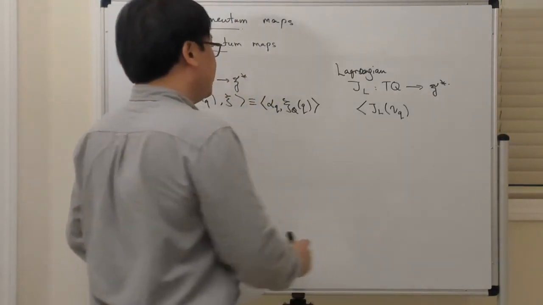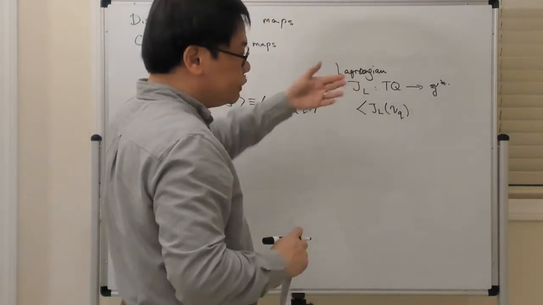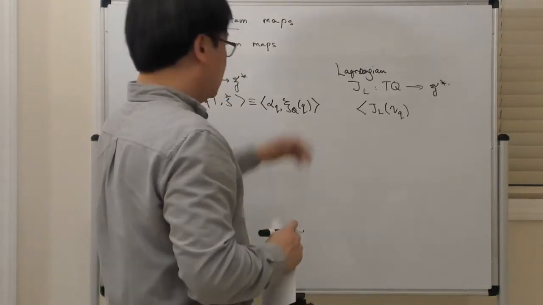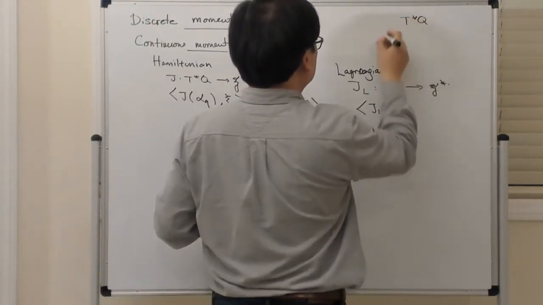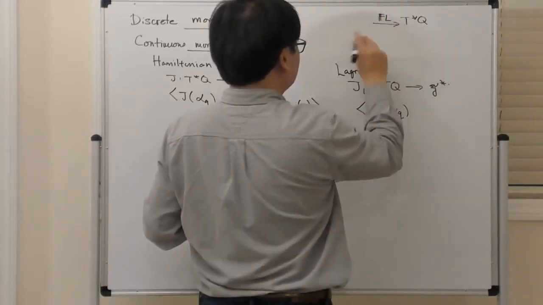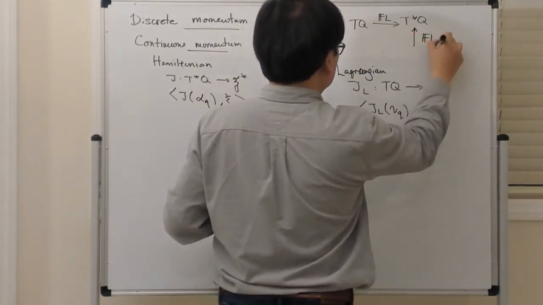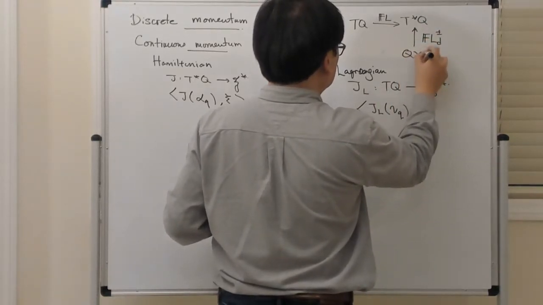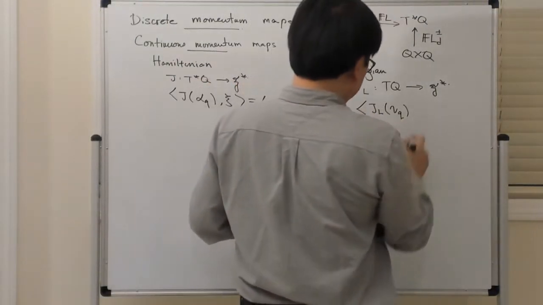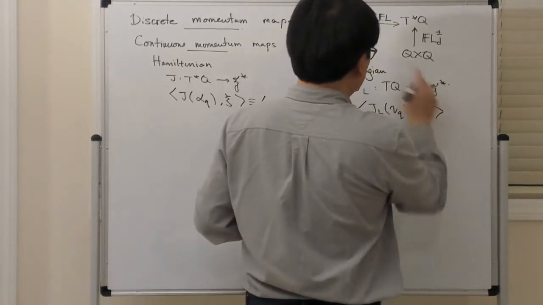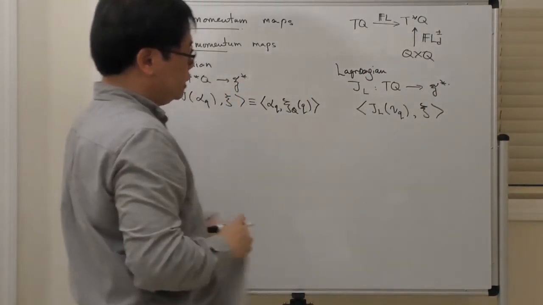Let me remind you that there are discrete and continuous fiber derivatives which relate TQ with T star Q, and also Q cross Q. So if you have something on T star Q, there is the Legendre transform, the continuous fiber derivative, which maps TQ to T star Q, and then you have the discrete Legendre transforms, which map Q cross Q to T star Q. As you might expect, the way this is defined is by essentially pulling back the Hamiltonian momentum map to give you this Lagrangian momentum map.